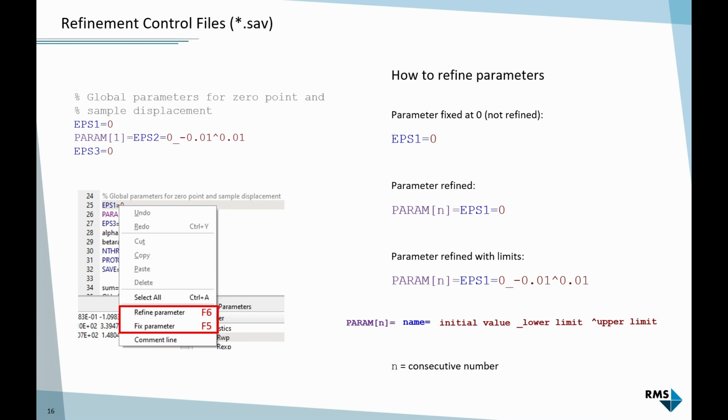And then we can additionally add limits to restrict the refinement range. After the initialization value, so in this case 0, we add an underscore and then the lower limit, and then the caret symbol, and then the upper limit. As it is shown at the bottom of the screen. So this is what Profex does automatically when we use the mouse menu, the context menu, or when we use the F5 and F6 shortcuts to toggle parameters between fixed and refined.